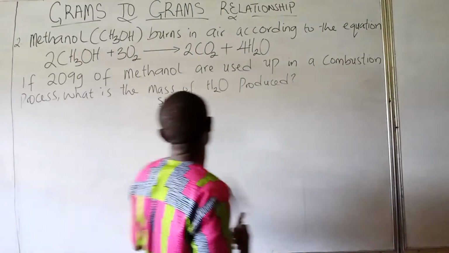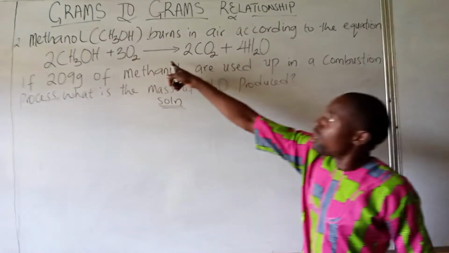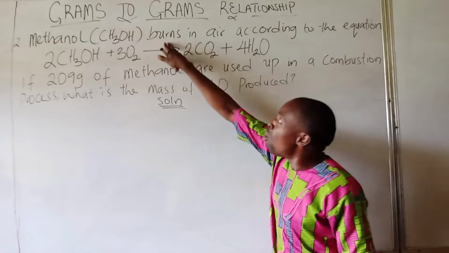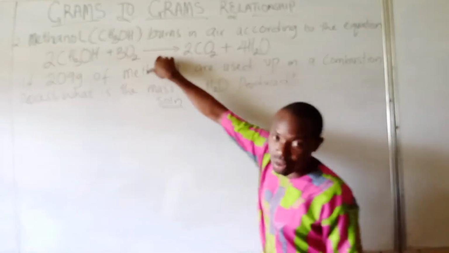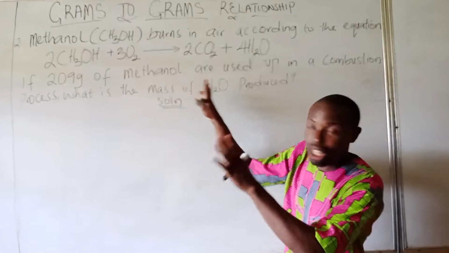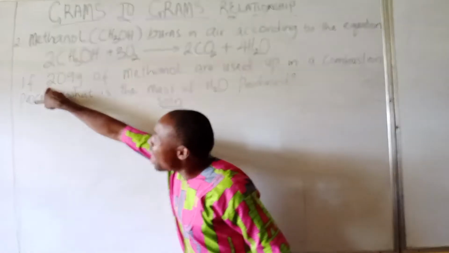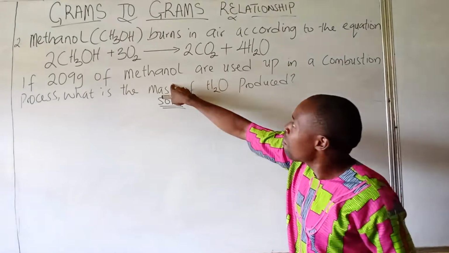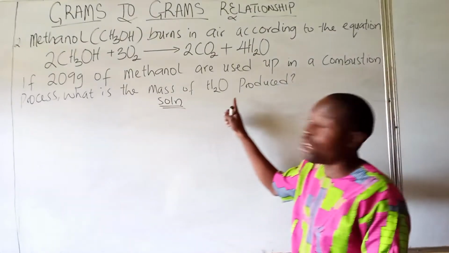All right. So next is question 2. The question says methanol, which is CH3OH, burns in air according to the equation. This is the equation for the combustion reaction. If 209 grams of methanol are used up in a combustion process, what is the mass of H2O produced?